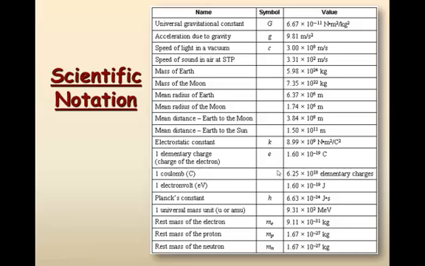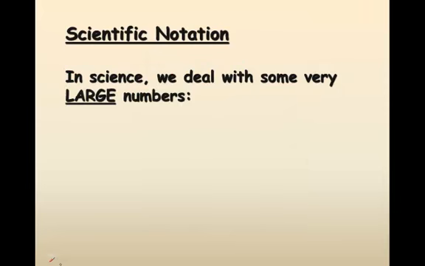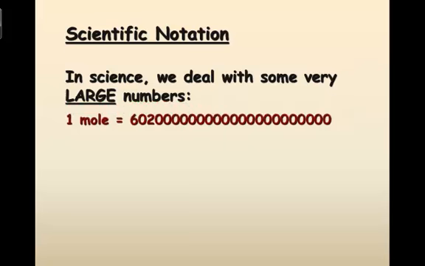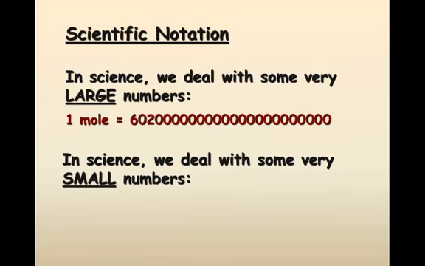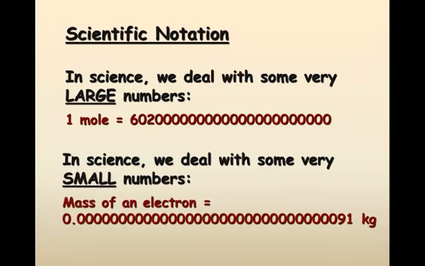Okay, today we're going to learn about scientific notation. You can see we have some huge numbers like the mass of the Earth. We also have some small numbers that we're going to investigate. So in science we deal with some very large numbers like the mole. We'll be discussing more about the mole throughout chemistry. We also deal with some small numbers like the mass of an electron.